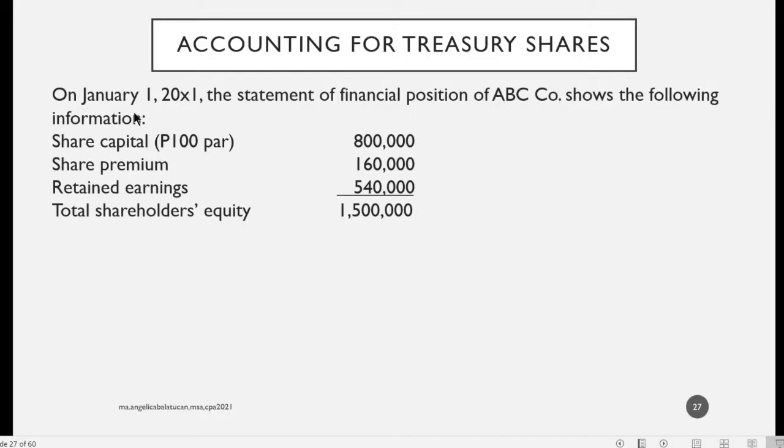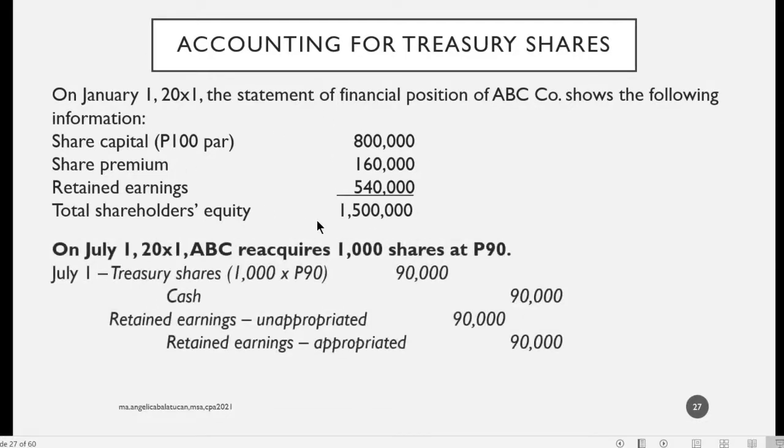So here's an example for the accounting for treasury shares. So we have the given here. And then on July 1, ABC reacquires 1,000 shares at 90 pesos. So debit treasury shares, 90. Credit cash, 90. Then retained earnings unappropriated and credit retained earnings appropriated. Ma'am, pwede din na to paliton siya nga below sa par value? Yes, if that is a treasury share.